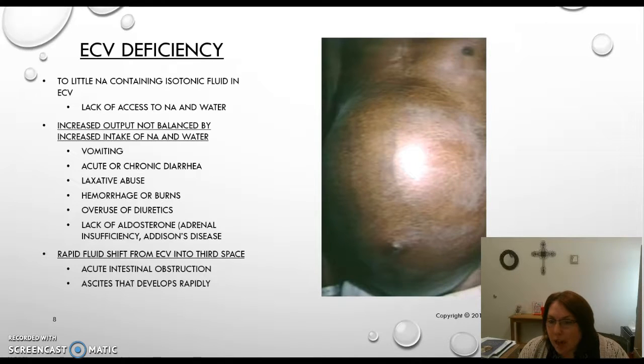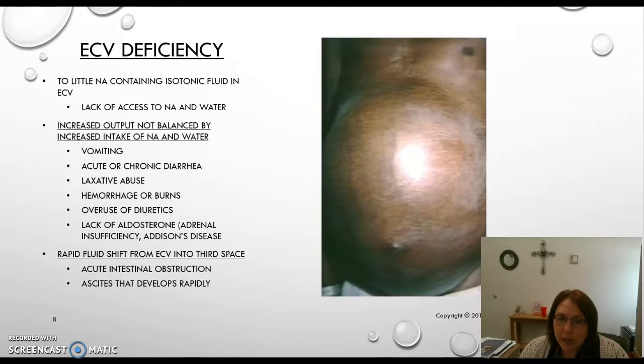This is usually caused from a lack of access to sodium and water. Okay, they can't get enough of this, so they may end up being dehydrated and have an isotonic fluid loss. Also, we can have increased output not balanced by increased intake of sodium and water. So, if somebody's taking in plenty of fluids, but they're having an excessive amount of vomiting, acute or chronic diarrhea or laxative use, maybe a hemorrhage or a burn, okay, they're going to start losing too much fluid.